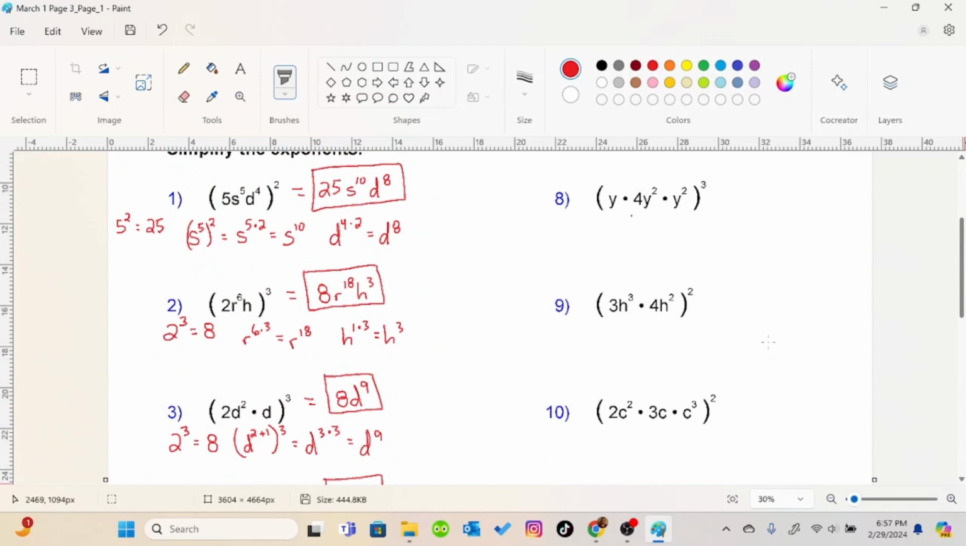Number 8. The only number we have is 4, and we're going to cube that. 4 times 4 is 16. 16 times 4 is 64. With y, we have 1 plus 2 plus 2, and we're going to cube that. That gives us y to the 5th, and now we're going to multiply 5 times 3, and that gives us y to the 15th. Now when we combine, we have 64 y to the power of 15. And that's our answer.